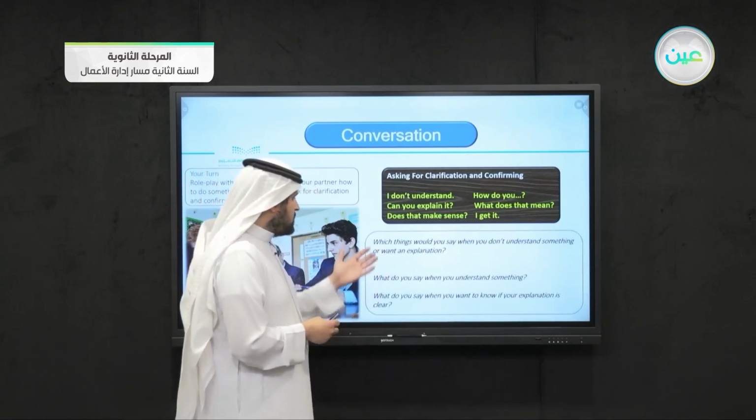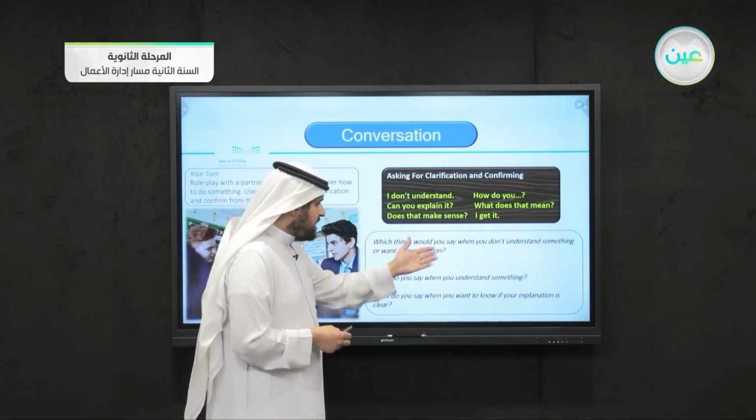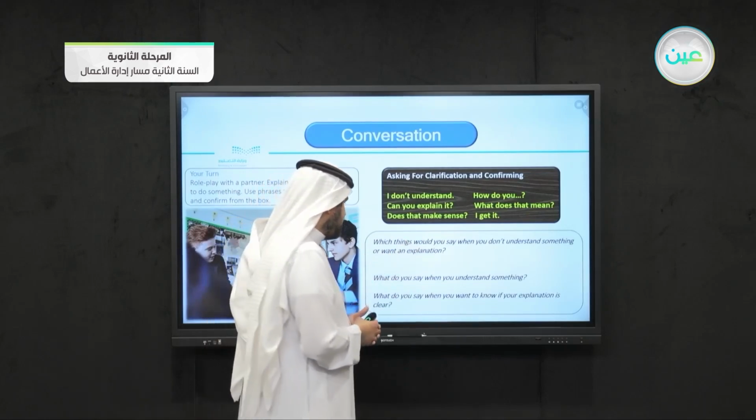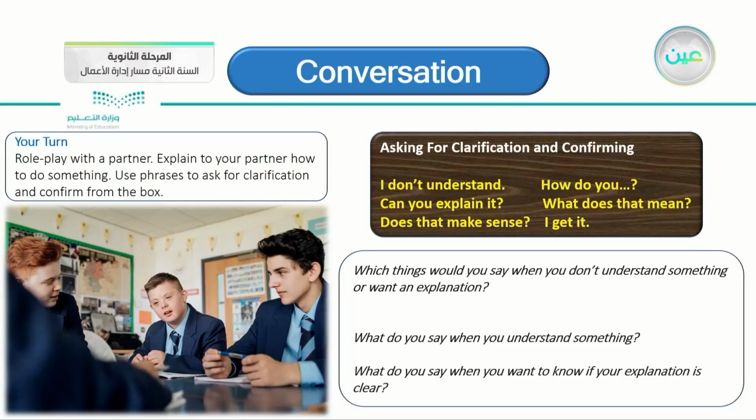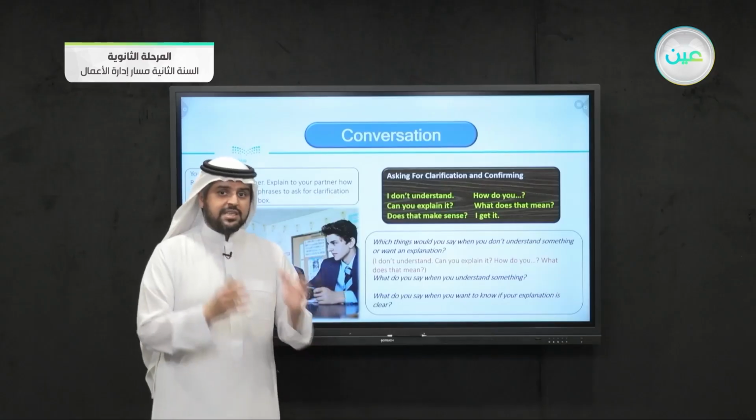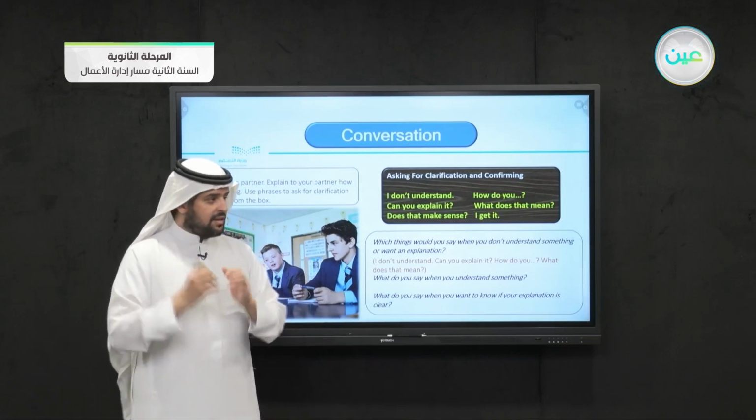Which of these things would you say when you don't understand something or want an explanation? When you don't understand, what do you say from the box? Yes, that's correct. You say, I don't understand. Can you explain it? What does that mean? You can choose either one when you don't understand something. And don't be shy to ask. If you don't understand something from the teacher, from anyone, just ask for more clarification.